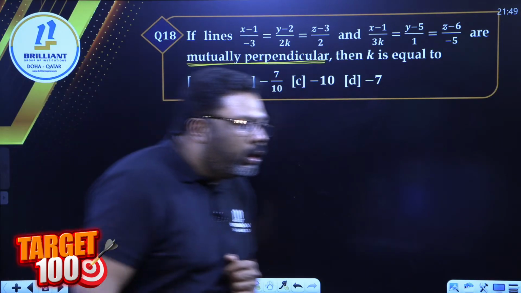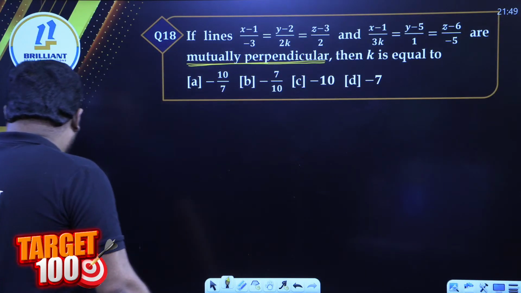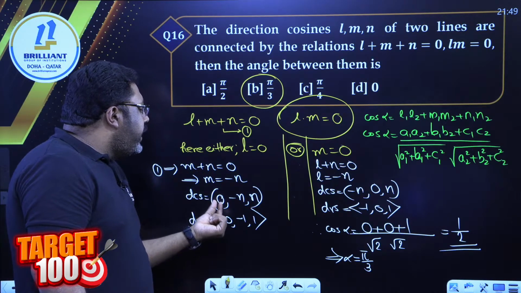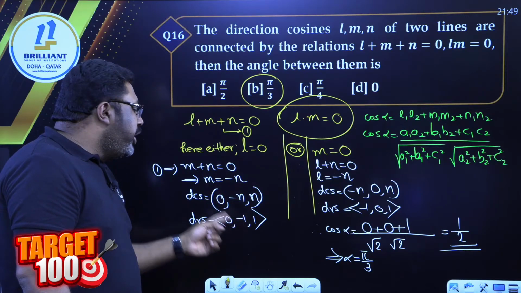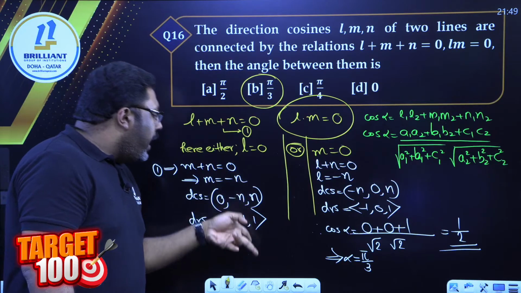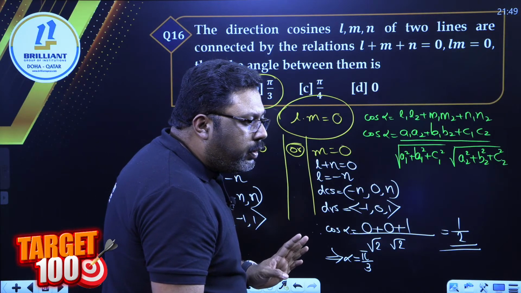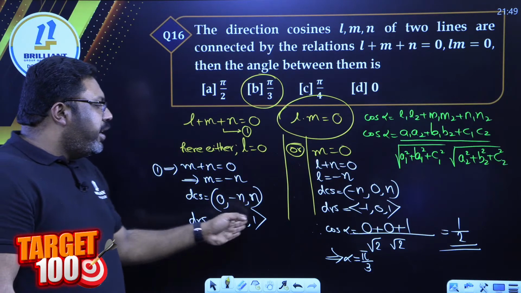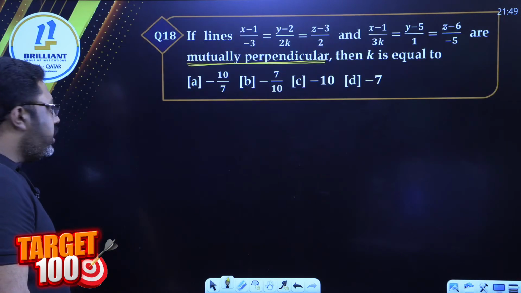Question number 16. So how did the direction ratios become so? Just a minute. You have the direction cosines as 0, minus n, and n. The simplest way is dividing with n. So 0 by n, minus n by n, n by n. So 0, minus 1, 1. Did you get it? How the direction ratios became 0, minus 1, 1? Okay. Fine. Moving forward.